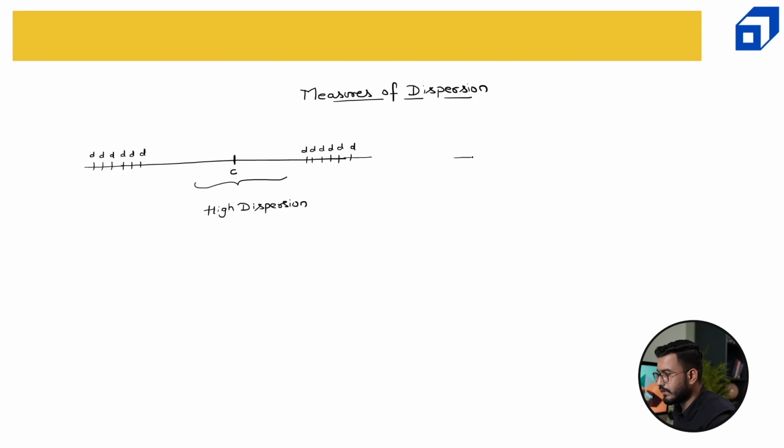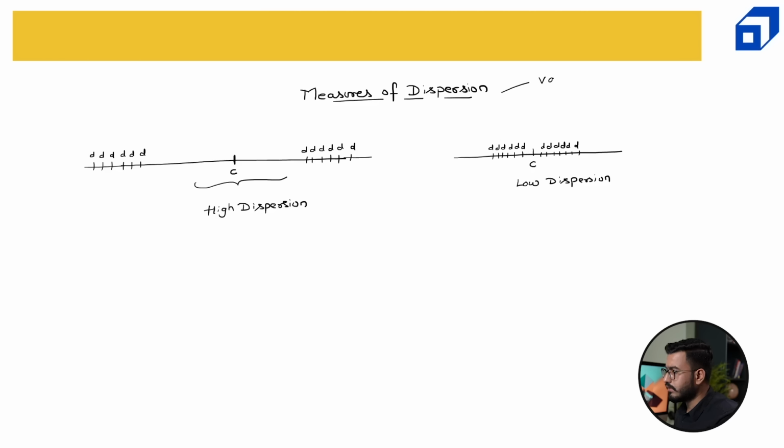While if I'm having this case where this is my center and data points are concentrated around the center, so these are my data points, this kind of data is known as data with low dispersion. Now the metrics that can help us calculate this are known as the measures of dispersion. We have various metrics around this, but two basic metrics are variance and standard deviation.